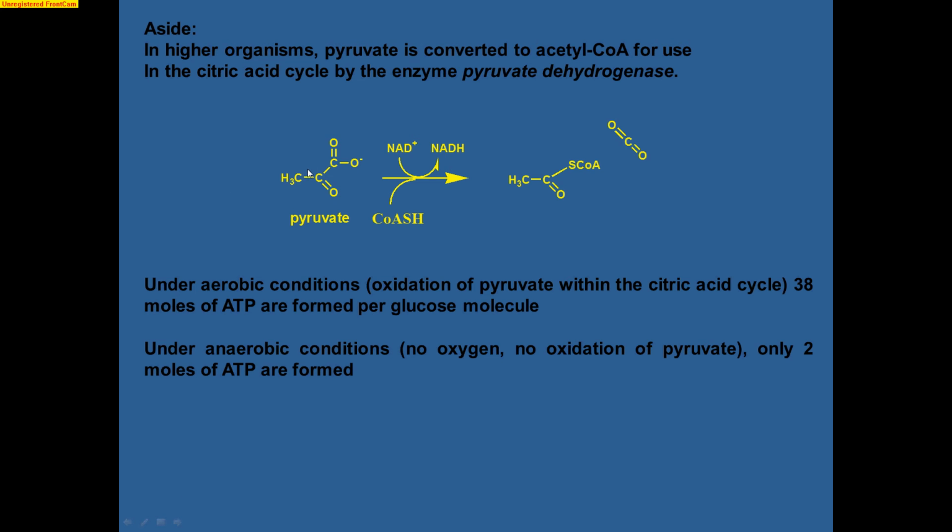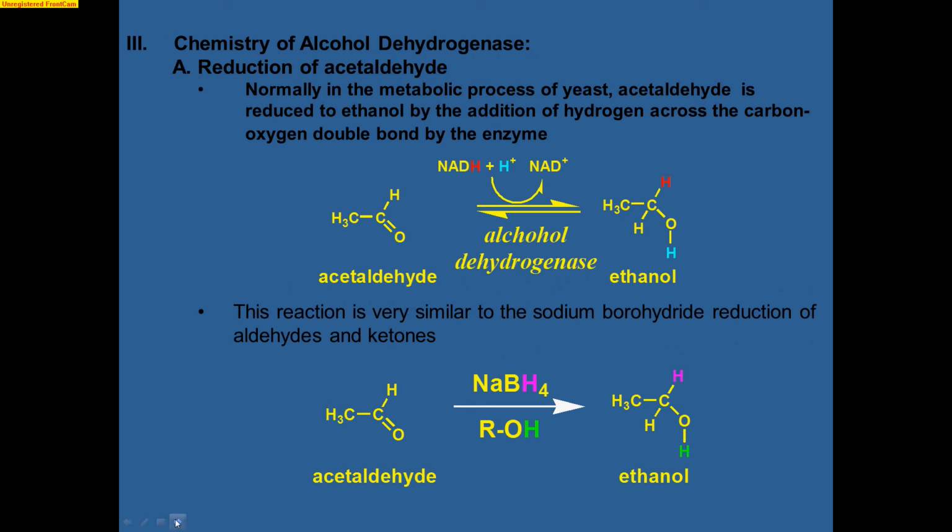So under normal aerobic respiration, the key here is that you're going to go to acetyl-CoA, but again, under anaerobic conditions, we're going to go to ethanol, and we can only generate 2 molecules of ATP.